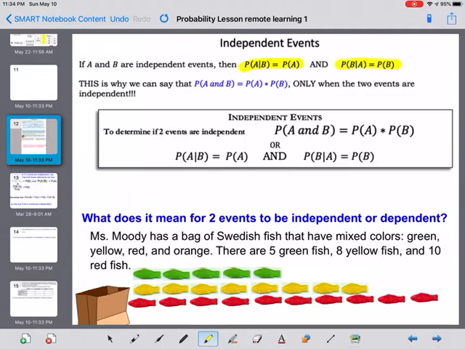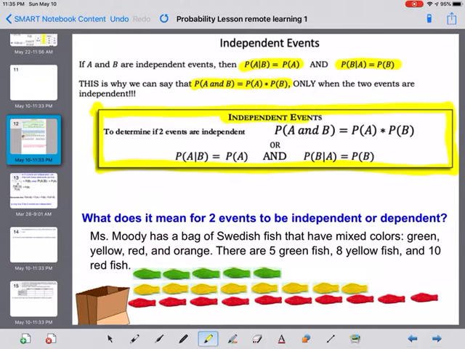Also, the probability of B given A is equal to the probability of B, meaning that the probability of B is the same whether or not A happened. So this is why we're allowed to say that the probability of A and B equals the probability of A times the probability of B only when the two events are independent. Take a second to write down that and everything that's in our table right here.